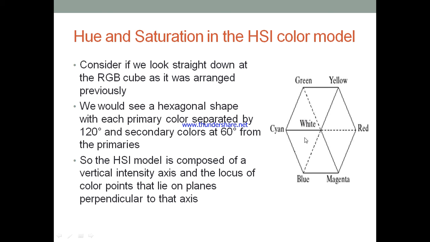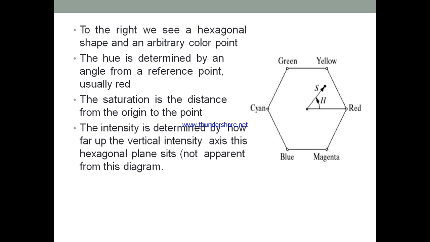That is, the primary colors will be separated at 120 degrees, whereas the secondary colors will be separated at 60 degrees. This HSI model is composed of a vertical intensity axis, and the locus point will be perpendicular to that axis. To the right we can see a hexagonal shape and an arbitrary color point, where we are determining the reference pointers.